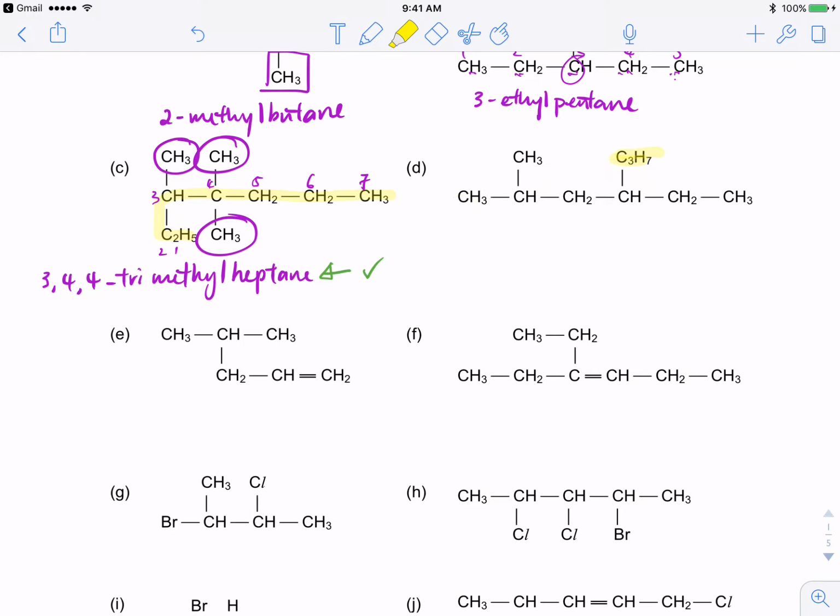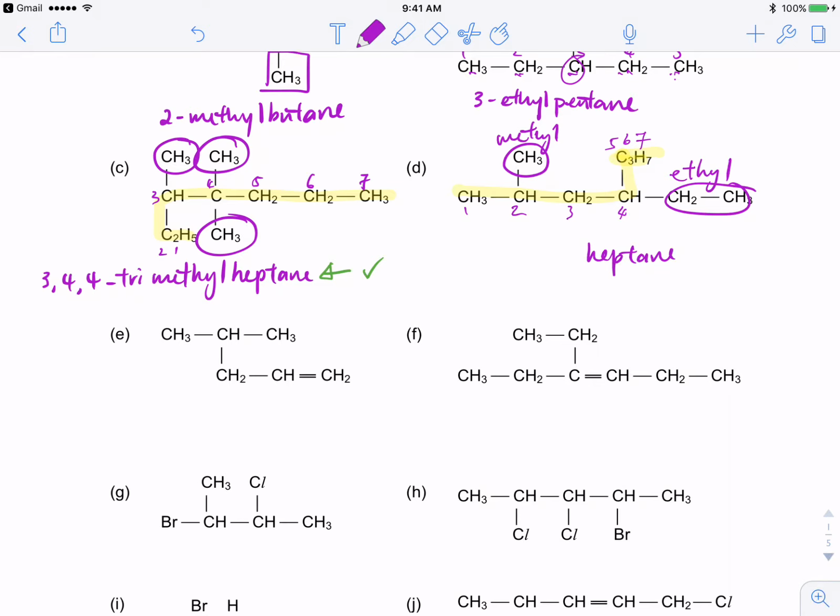Which means that counting 1, 2, 3, 4, 5, 6, 7 gives the longest chain. So the longest chain has 7 carbons, which means it's a heptane as well. So how do I assign the numbers in this case? If I assign as 1, 2, 3, 4, 5, 6, 7, then this is a methyl group and this is an ethyl group.